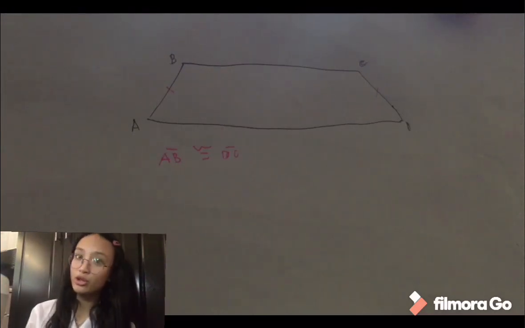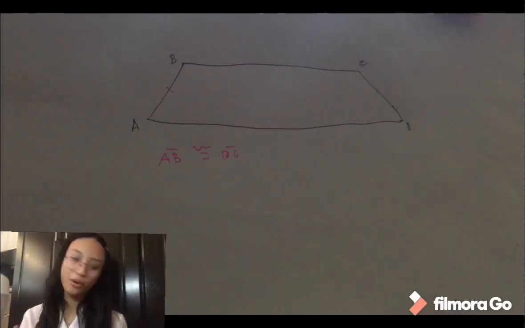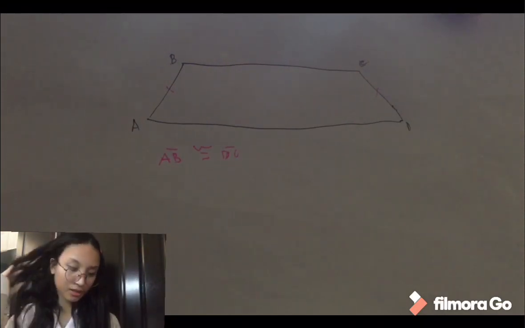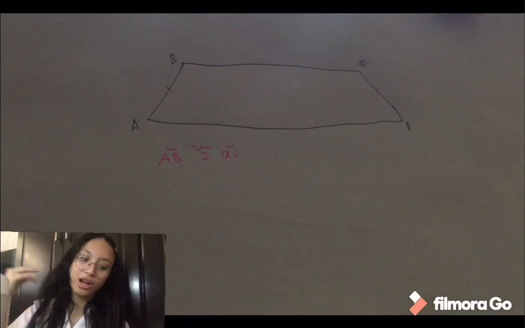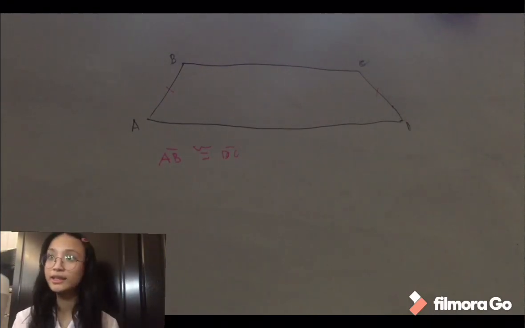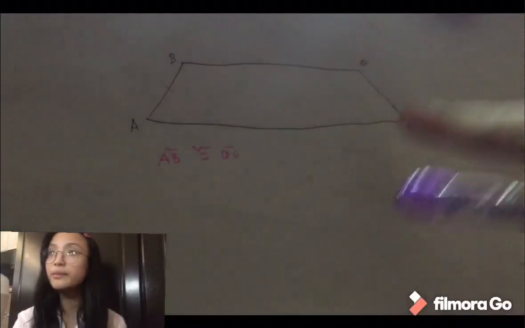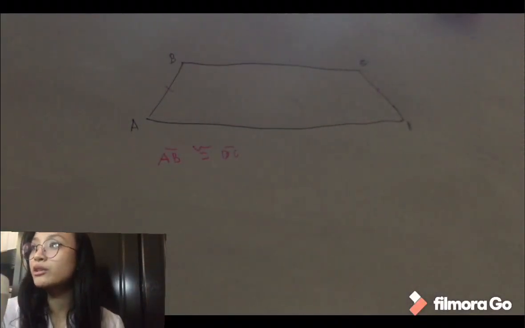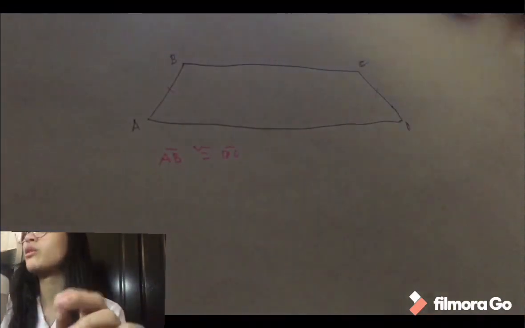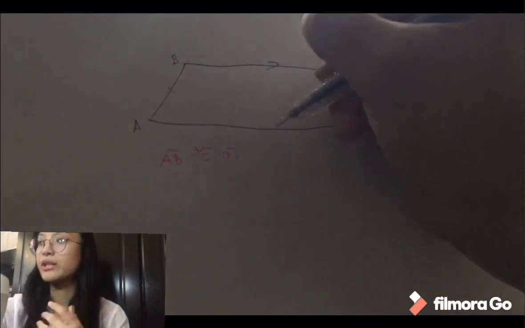So what else do we need to know? There are so many things that you need to know about isosceles trapezoids. Next, the bases are parallel. The upper base BC is parallel to the lower base AD. As you can see, BC is parallel to AD.